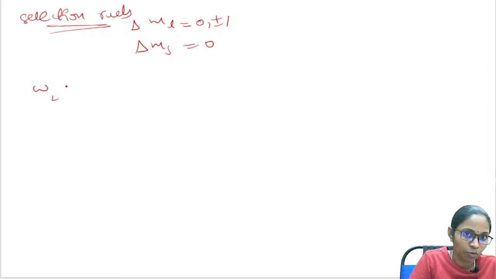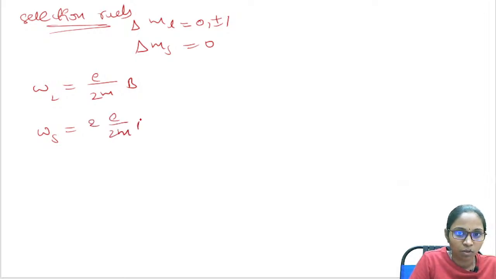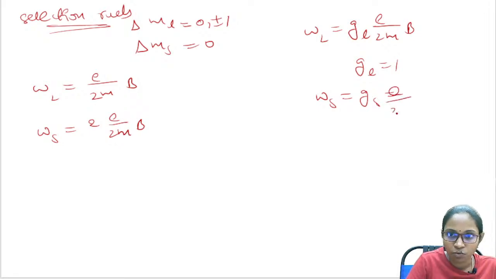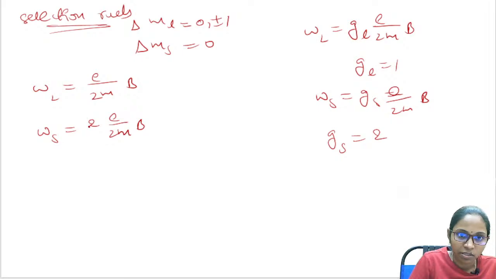And coming to the change in energy, initially you have to write the angular velocity for orbital angular momentum, which will be e by 2m into B, and for spin angular velocity it will be 2 times e by 2m into B. Why? Because as we know, omega L is equal to GL times e by 2m into B. This is the actual equation, and the GL value is equal to 1, and omega S equals GS into e by 2m into B. We had discussed all these equations in our last classes, and this GS value is equal to 2. I just substituted 2 here, and write it directly.